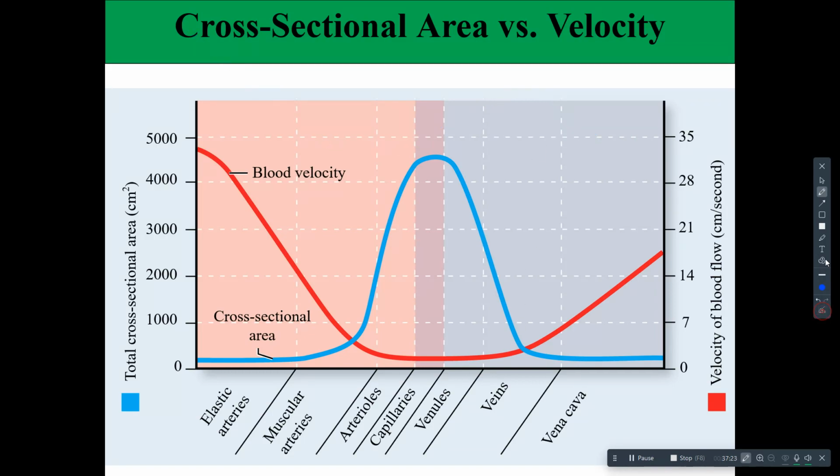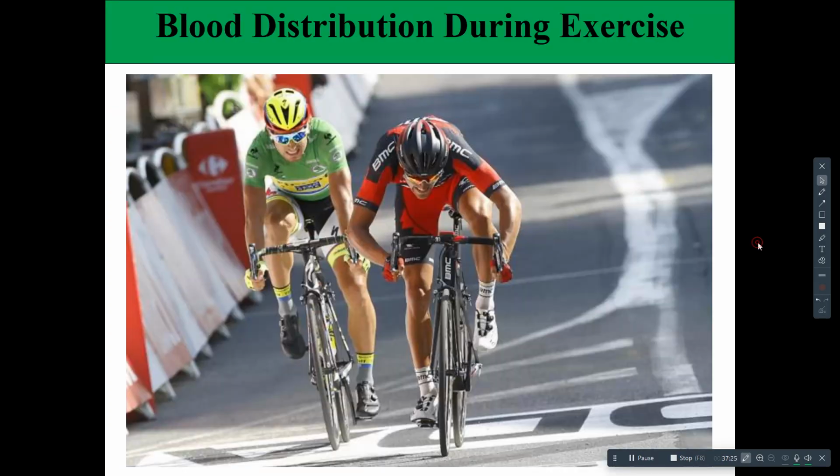We pivoted to a random short topic there. And let's talk about one more thing. Blood distribution during exercise. When you are exercising, obviously you need increased flow where? To your muscles, your skeletal muscles, to power them, to give them the nutrients and oxygen they need, and to take away the wastes and the heat and the CO2.